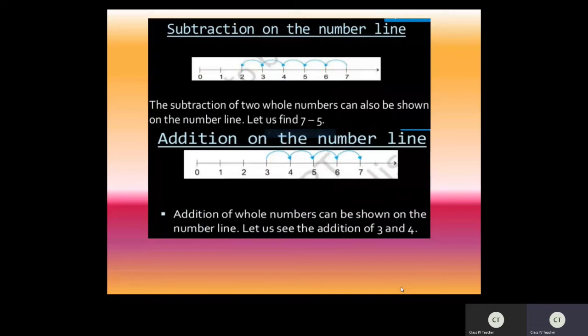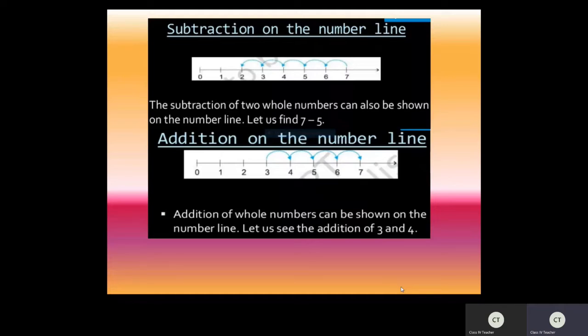The subtraction of two whole numbers. Whenever the numbers start from 0, and we continue 0, 1, 2, 3, those are the whole numbers, the numbers starting from 0. When we start counting the numbers from 0, it is called the whole numbers. So here on a number line, it is represented from 0. So the subtraction of two whole numbers can also be shown on the number line.